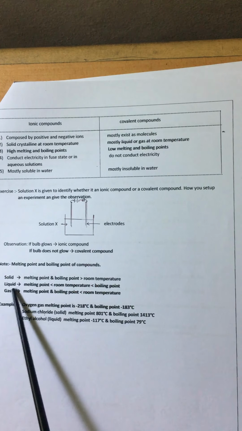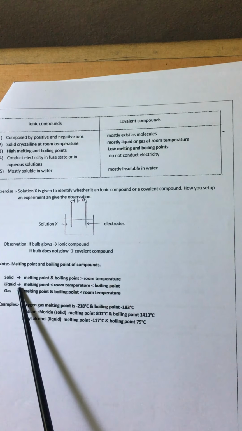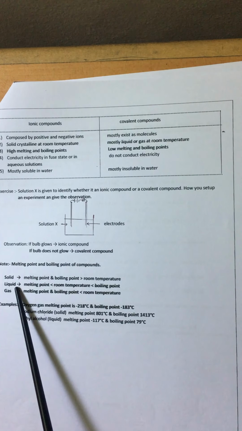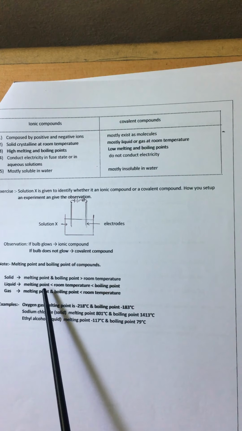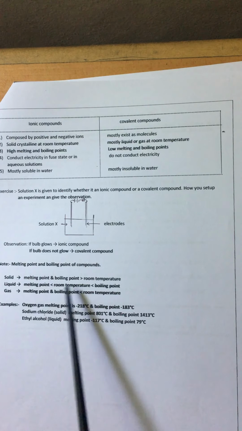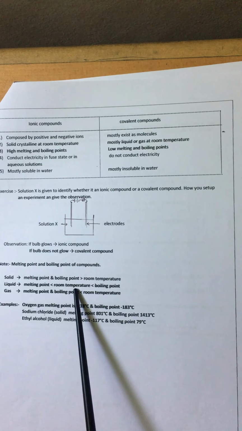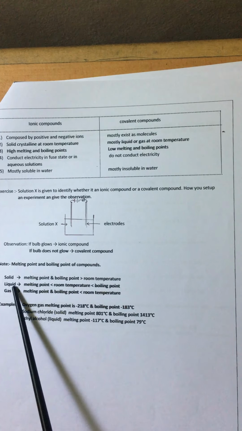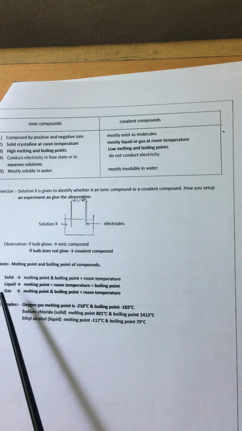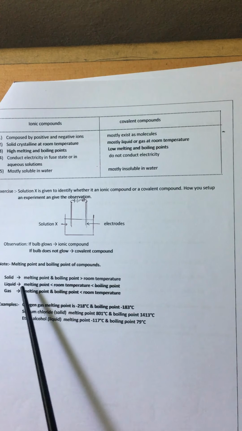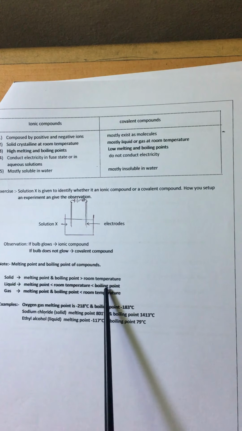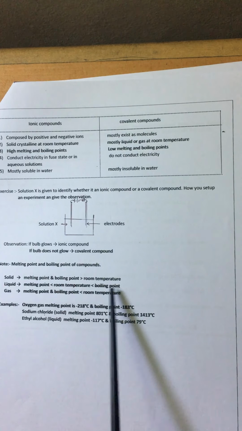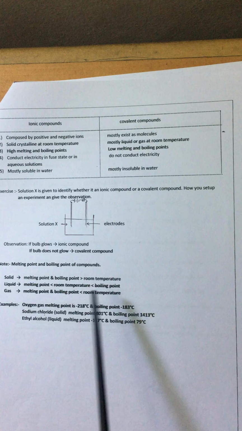Liquid means at room temperature it is liquid. Now it is liquid means it already melted. That's why it is in liquid state. So the melting point is less than room temperature. Room temperature is 25, right? The melting point is less than 25. That's why it remains in liquid state, because it already melted. But it didn't reach the boiling point to become gaseous state.